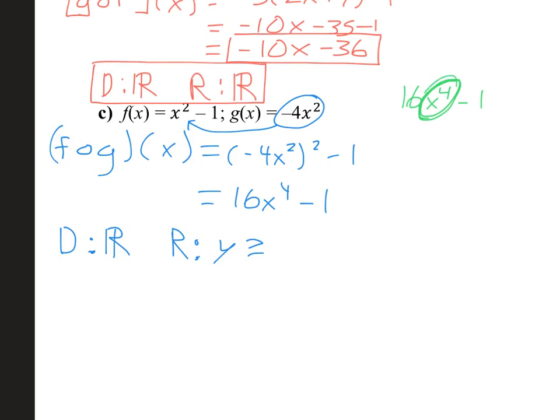So if the smallest this could be is 0, think of it this way. 16 times 0 minus 1. That's the smallest that the whole thing could be. So the smallest this could be is negative 1. And the reasoning being the smallest that x to the fourth could be is 0. So the minimum is negative 1.